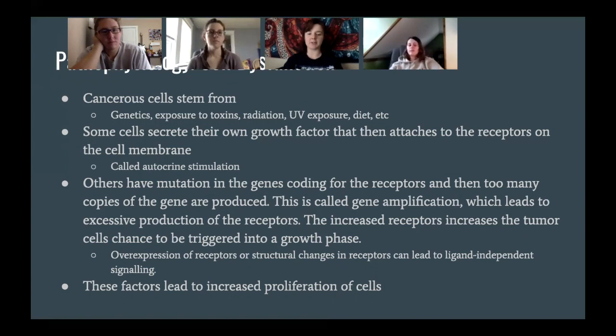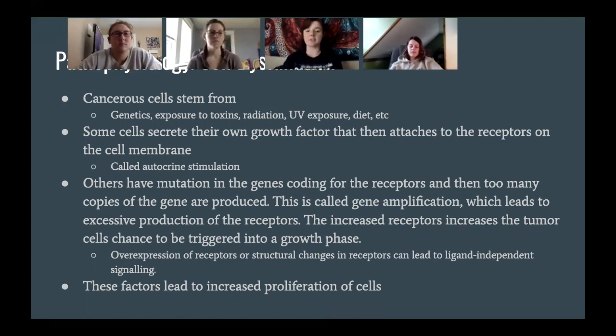Other cells have mutations in genes coding for the receptors, and too many copies of the gene are produced. This is called gene amplification, which leads to excessive production of the receptors. The increased receptors increase the tumor cell's chance to be triggered into a growth phase. Overexpression of the receptors or structural changes in receptors can lead to ligand-independent signaling, which means they don't need the ligands to attach to the receptors to stimulate the signaling. So all of these factors lead to increased proliferation in cells, which means they're dividing pretty fast.